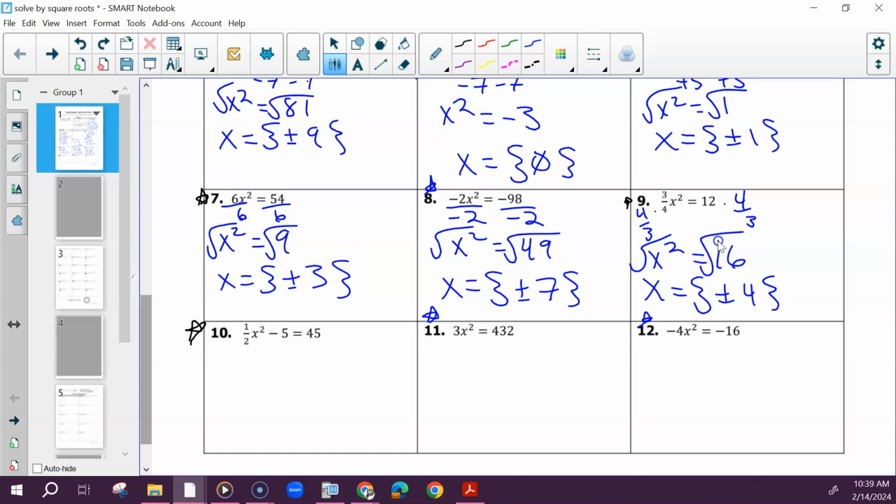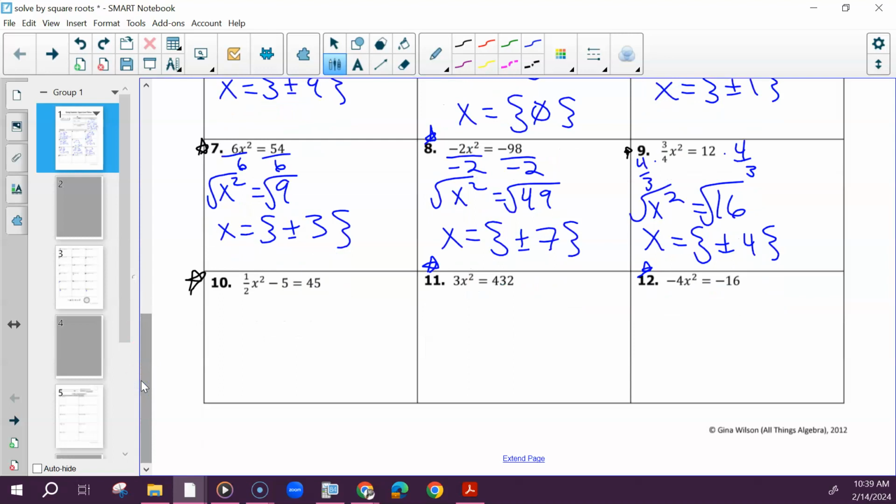These next ones aren't going to be nice numbers. So let's isolate 10. How would we do that? Think about it like a regular equation. You're trying to get x squared by itself. So add 5 to both sides.